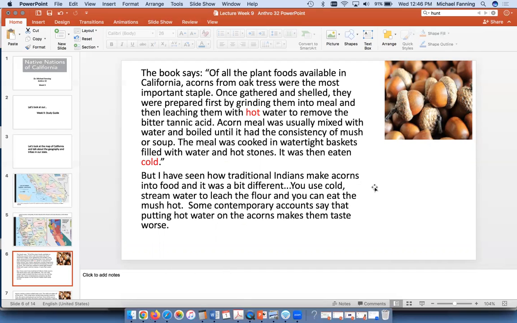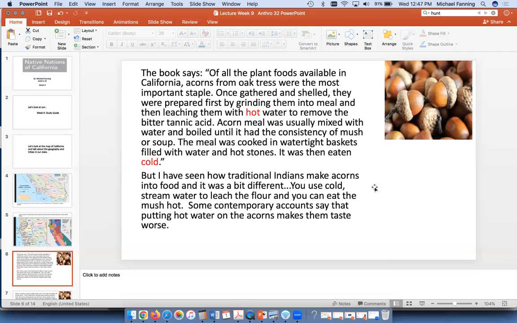So the native peoples were very clever, and they figured out that if they leached it, where they pour water over and over and over the mush, the tannic acid would leave and the good, nutritious food would be left. And then they would put that clean, nutritious mush into watertight baskets. And they would put some water in there with the mush and with hot stones, very hot stones, so hot that if they just put it into the basket, it would burn right through.